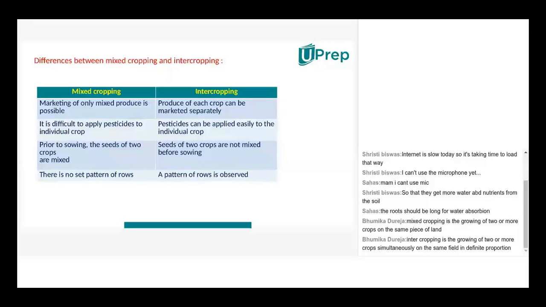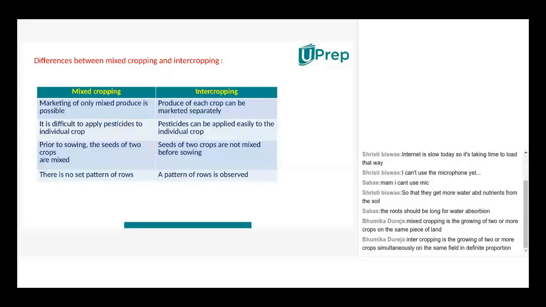right? In mixed cropping, it is difficult to apply pesticides to individual crop. As I said, it is very difficult to take care. For example, if your wheat has got fungal infection, then you'll have to spray pesticide throughout, where the mustard will also get exposed to the pesticide, even if mustard has not got infected, right? So pesticides can be applied easily to the individual crop in case of intercropping. Obviously, it's very selectively done in a pattern of a row or column. So whichever row has got infected, that row only you use the pesticide.